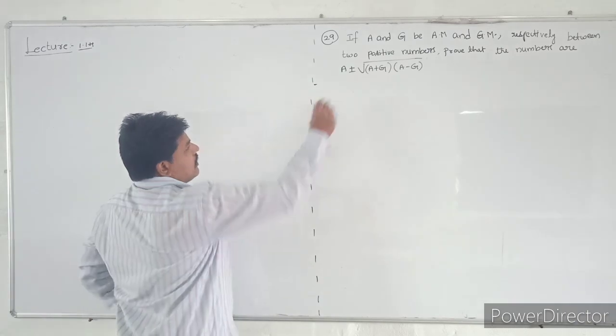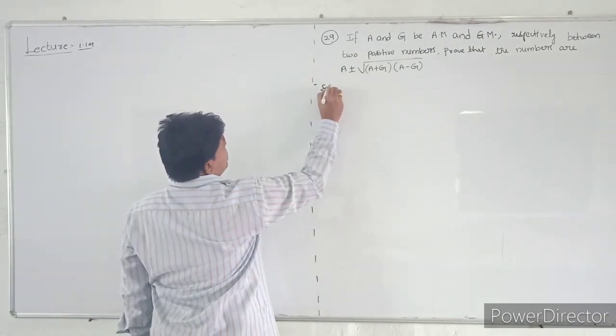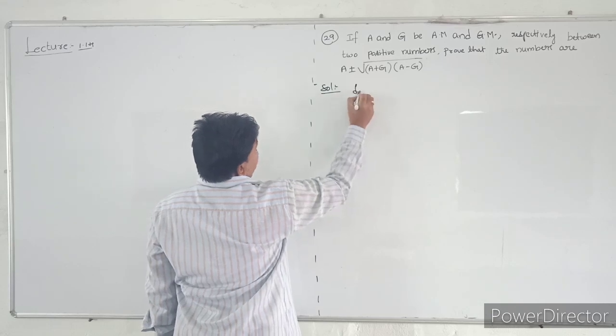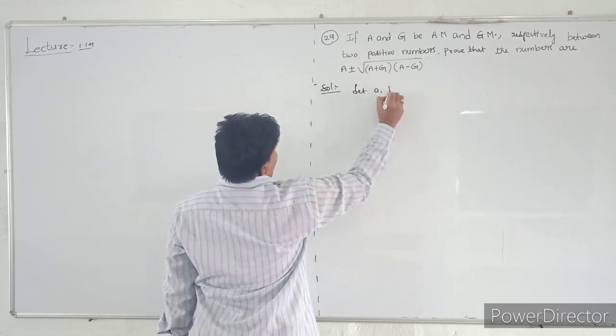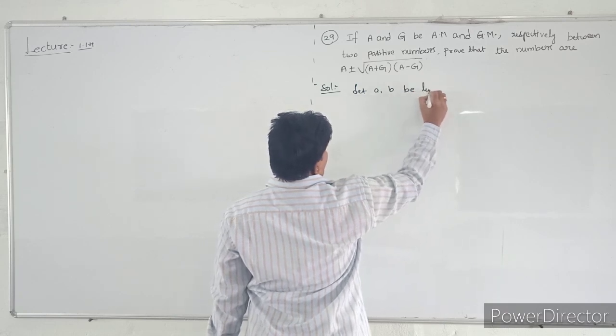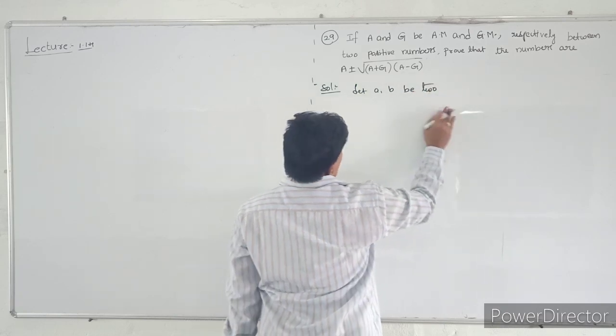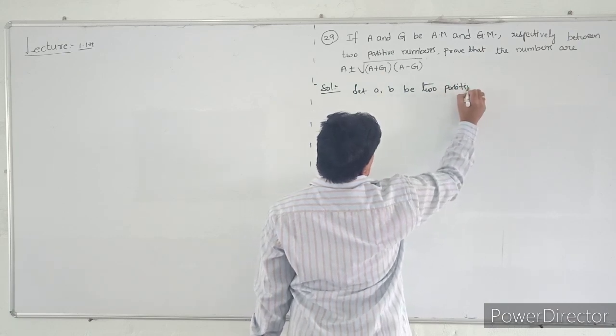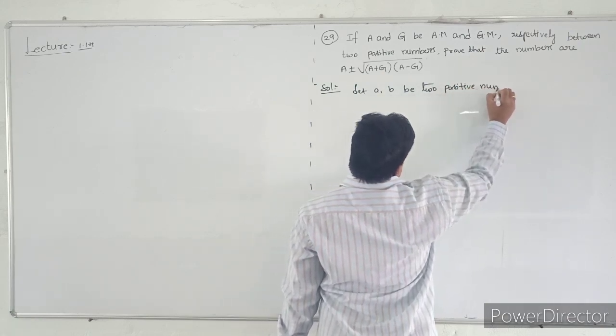So what I am taking that? So similar question is this. So what I will take that one first. Let A comma B be two positive numbers.